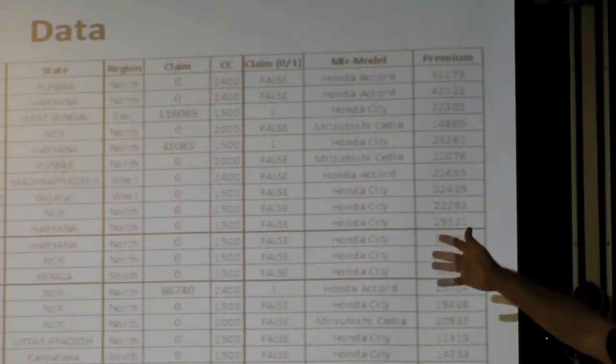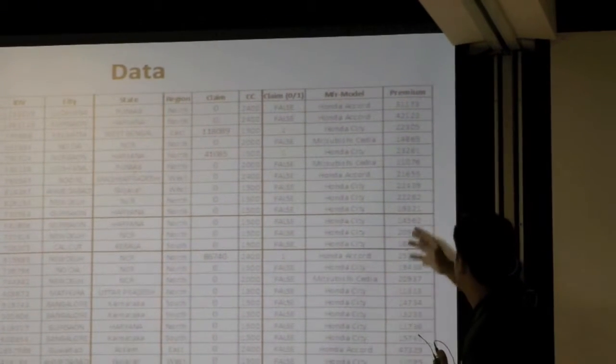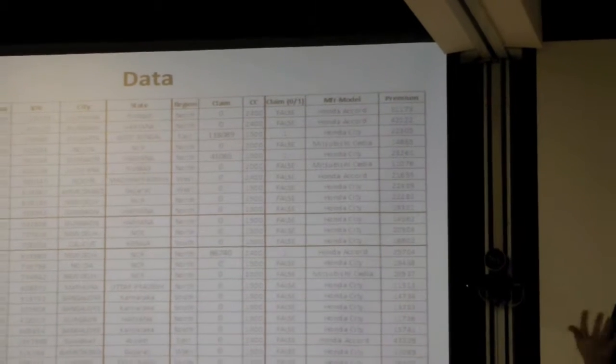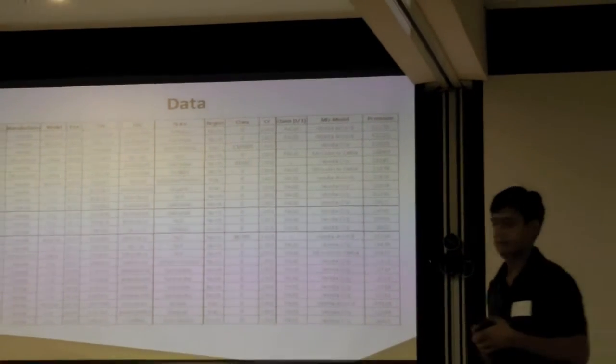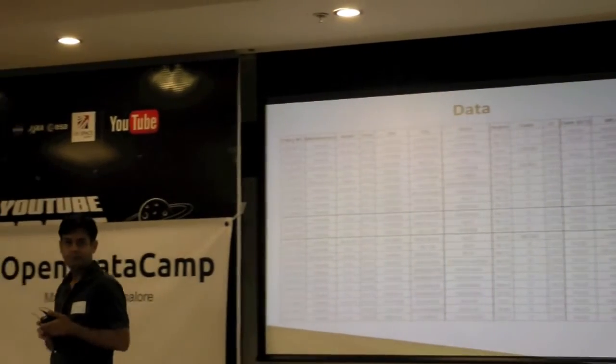You can see the cubic capacity of the engine, whether there was a claim or not, the manufacturer, the model, and the last column here is the premium. This is the amount that the person is paying on an annual basis. This is the insurance premium. So this is basically the data that we had.